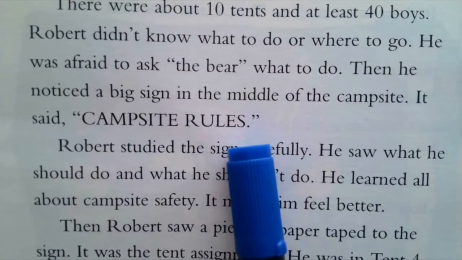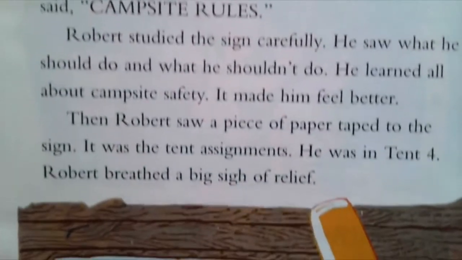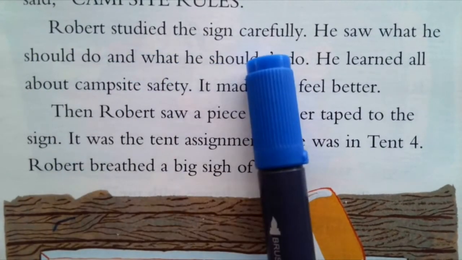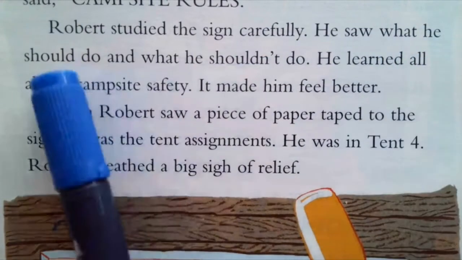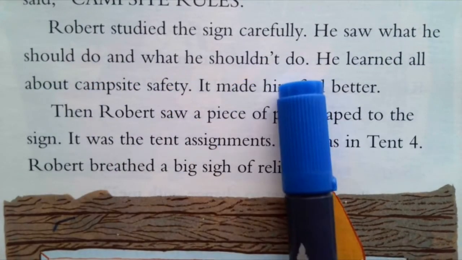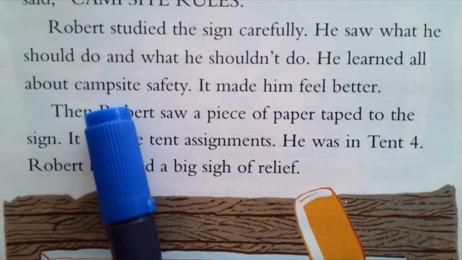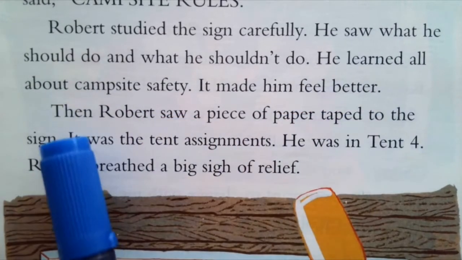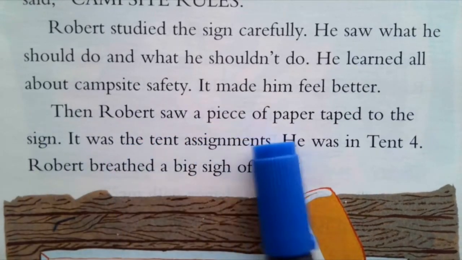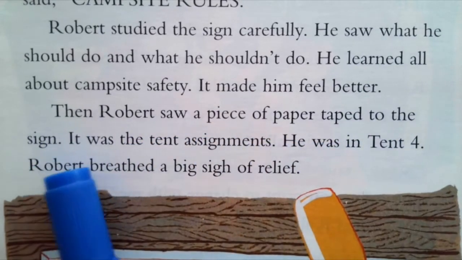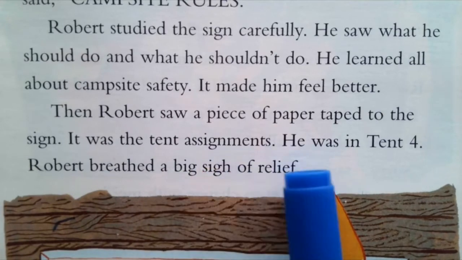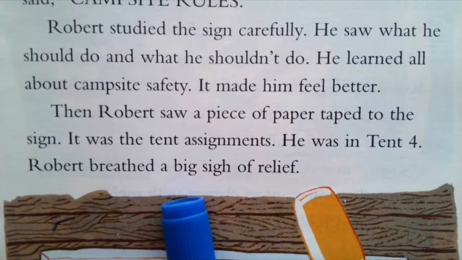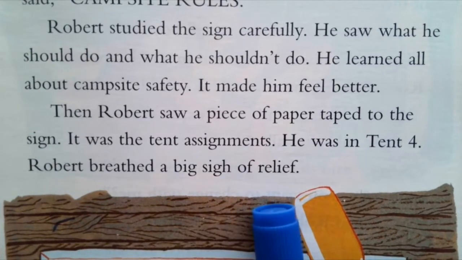But then he saw a sign said campsite rules. Robert studied the sign carefully. He saw what he should do and what he shouldn't do. He learned all about campsite safety. It made him feel better. Then Robert saw a piece of paper taped to the sign. It was the tent assignments. He was in tent 4. Robert breathed a big sigh of relief.